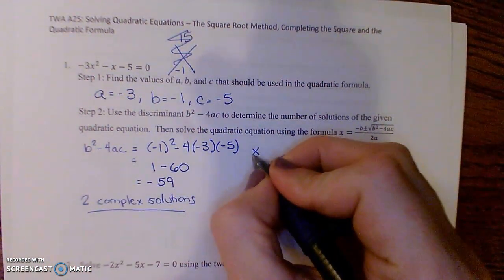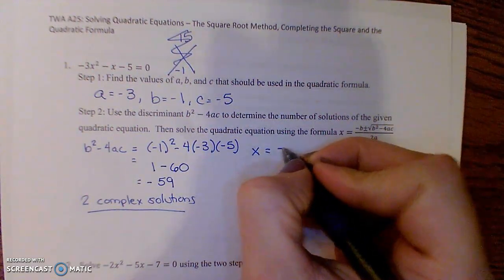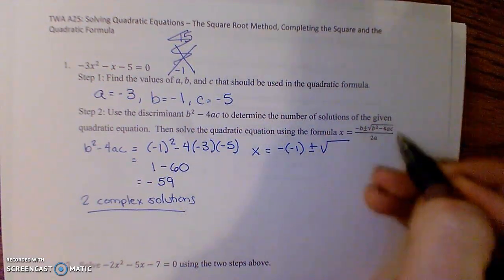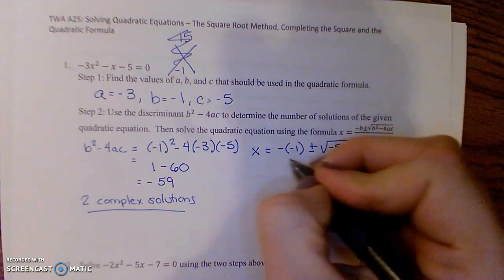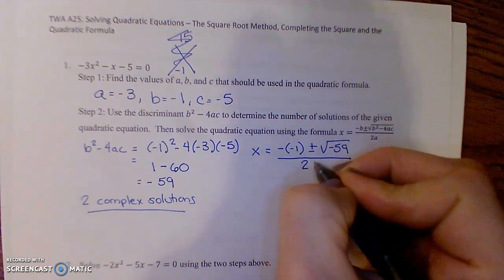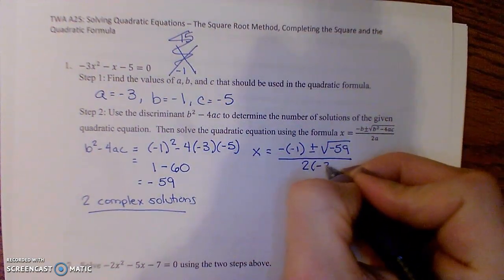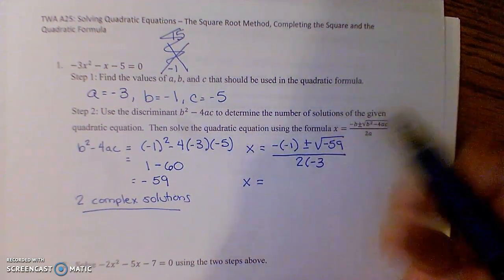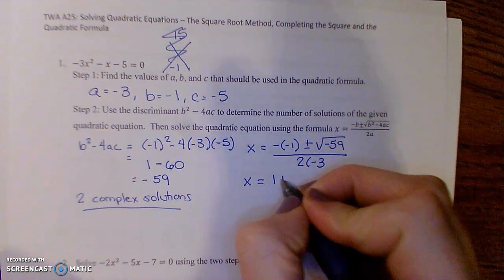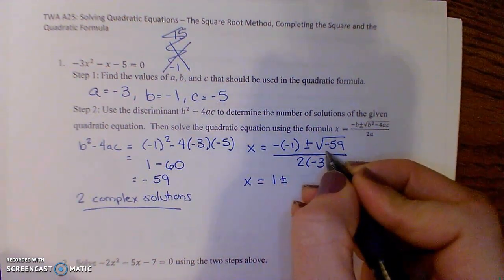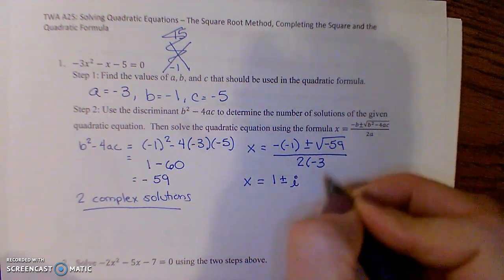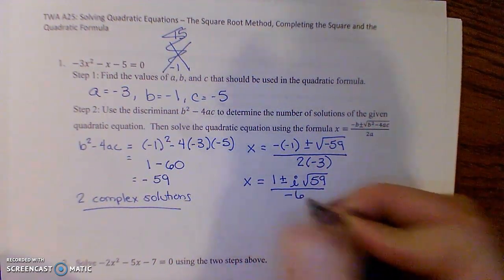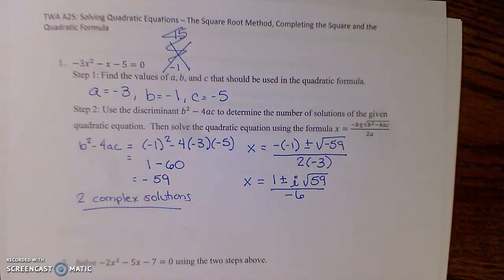So now when I do this formula, x is -b, so -1, plus or minus square root of the discriminant, which I found was -59, all over 2 times a, which is -3. Let's go ahead and simplify that. See, once I do the discriminant, if I calculate that first, it makes this calculation way easier. So this will be 1 plus or minus the negative underneath the root symbol comes out as i. And I can't simplify the square root of 59. It's just going to stay as is. All over -6. Okay, so there are my answers.